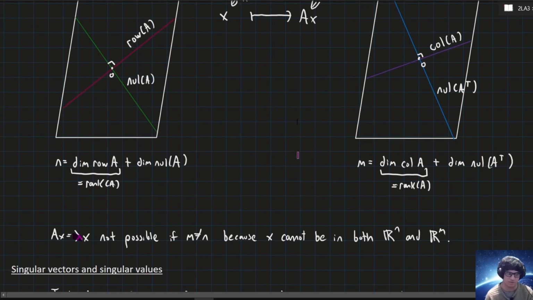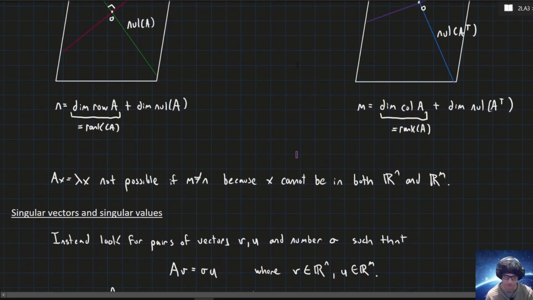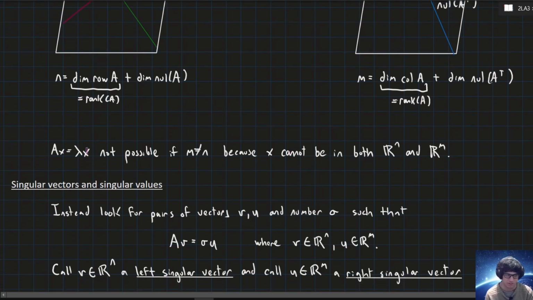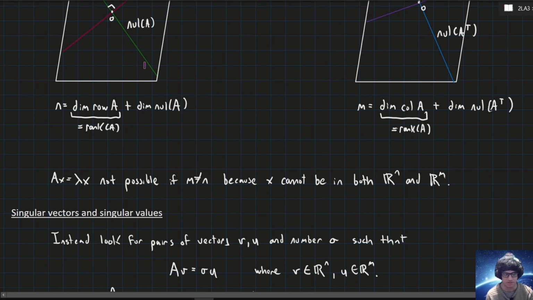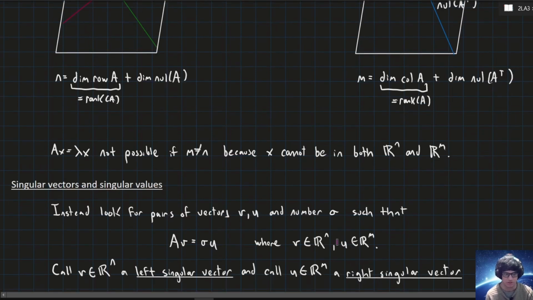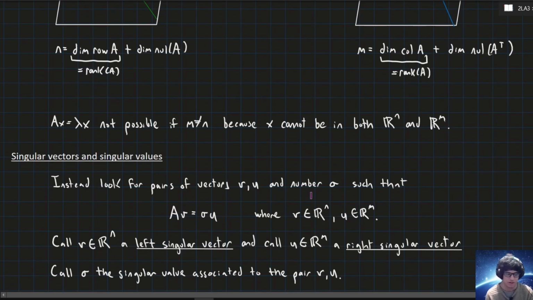So that's the idea for singular values and singular vectors. Instead of a single x, we're going to look for a pair of vectors, v and u, and some number, sigma, such that Av equals sigma u, where v lives in Rn and u lives in Rm.